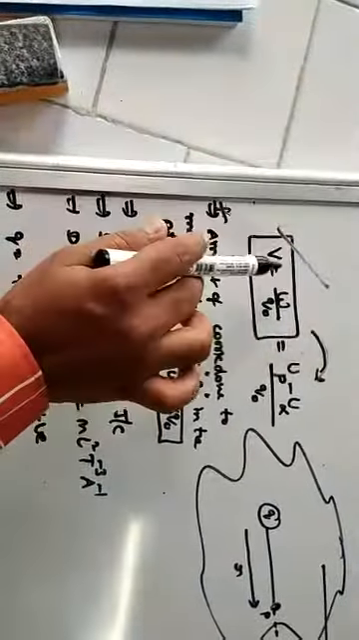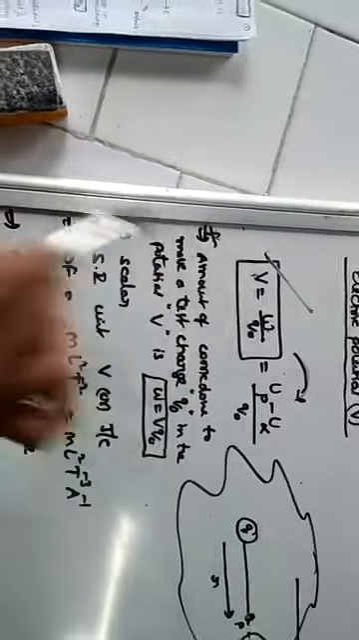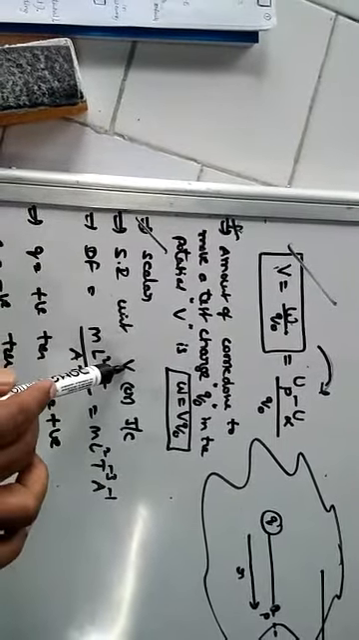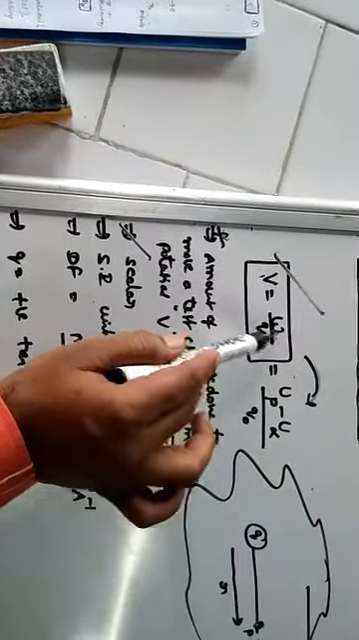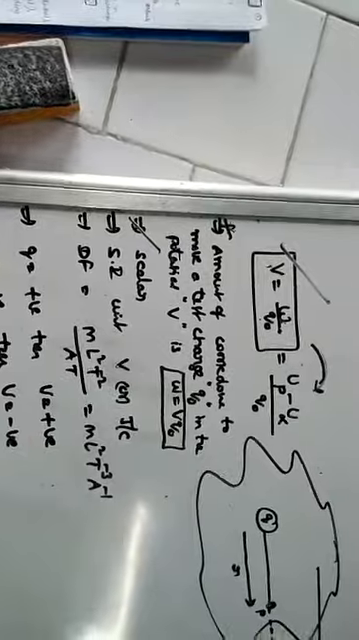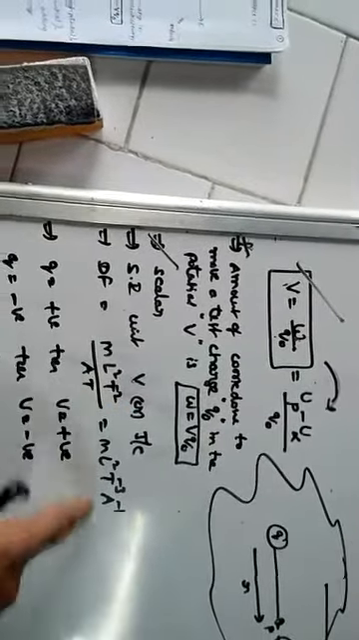Electric potential V is a scalar quantity. Since work done is scalar, V is also scalar. Next, the SI unit is volt, named after the scientist. It is also called joule per coulomb. For the dimension formula: work done has dimension M L squared T power minus 2, and charge has dimension A T. So finally this is the dimension formula of potential.